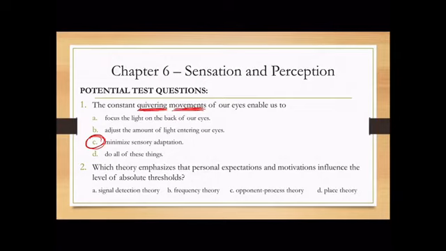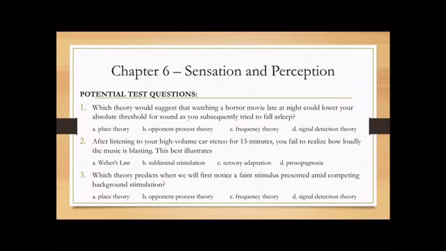Okay, which theory emphasizes expectations and motivations influencing the level of absolute thresholds? Signal detection theory. Which theory would suggest that watching a horror movie late at night could lower your absolute threshold for sound as you tried to fall asleep?